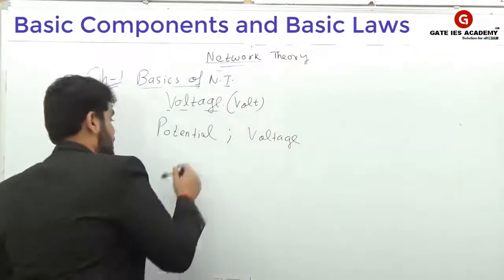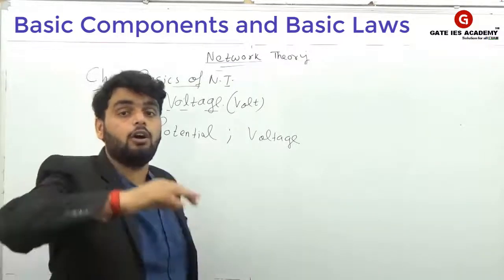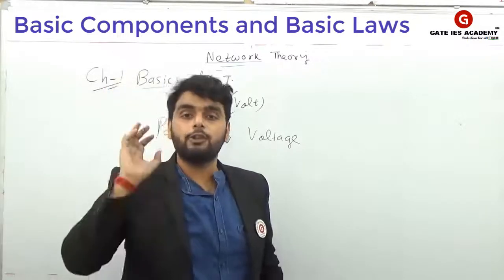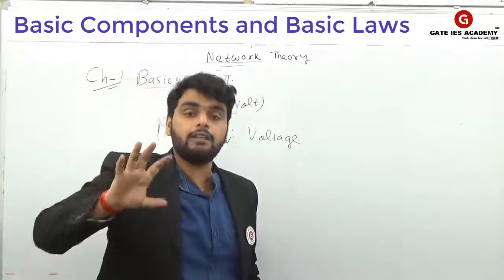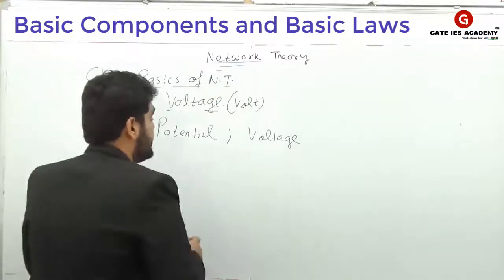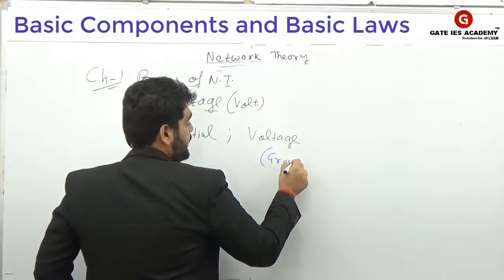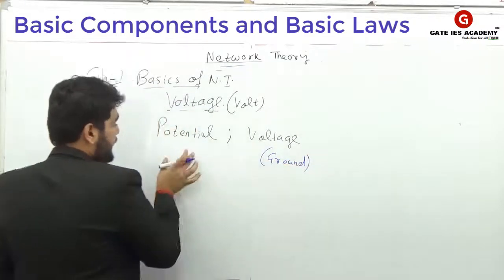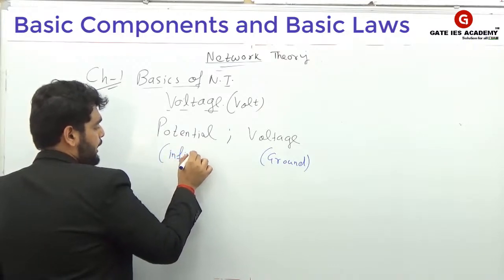See, the difference between potential and voltage is what? The difference is only of the reference. Unit of both are same, it is volt, right? The only difference is the reference. What is the meaning of reference here? In case of voltage, reference is ground. In case of potential, reference is infinity.